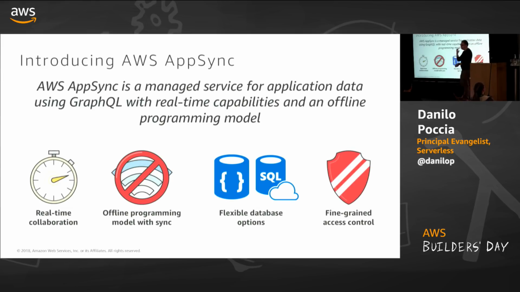To make it easier, last year we launched this platform, AWS AppSync. It's a managed service that allows you to use GraphQL with real-time and offline capabilities with flexible database options, and also a very fine-grained control on the security of who can read or write to the data.